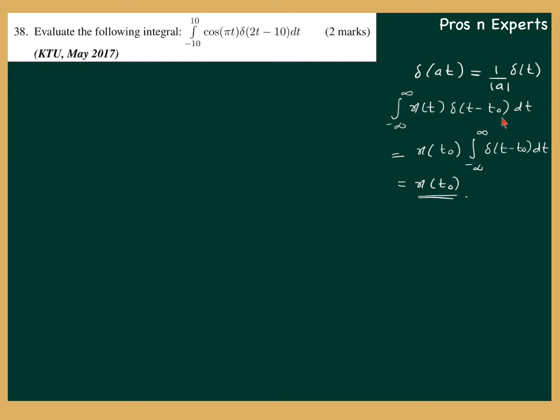So you have to understand this property very carefully, because del of t minus t0 means this impulse is located only at t equal to t0. Okay, it is not at the origin. It is del of t delayed by t0 units to the right. So this impulse signal is located only at t0.